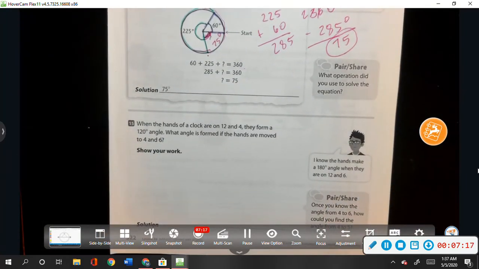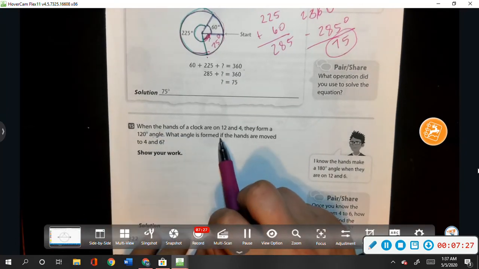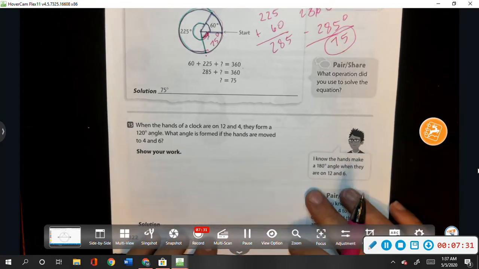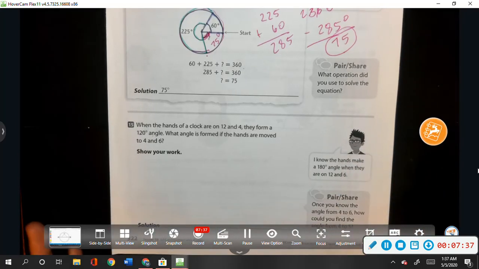Number 15. When the hands of a clock are on 12 and 4, they form a 120 degree angle. What angle is formed if the hands are moved to 4 and 6? Well, first we need to draw a what? A clock. We need to really get a picture of this.